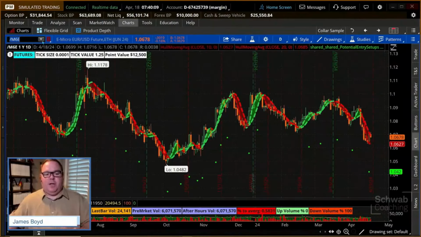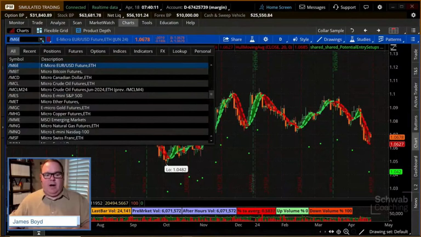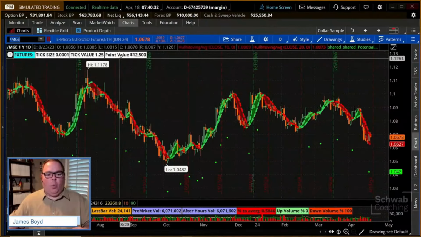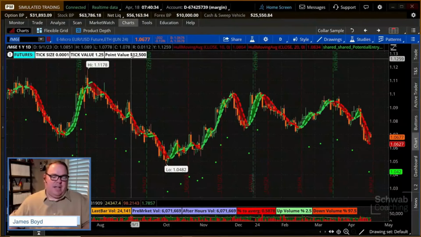Now, we know that information is there if you click on the down arrow and go to the tab that says futures, if you dig in for it. But what's now nice is you don't have to dig into that. This information will show you what the initial margin is on a one contract basis. We can also see the tick size, the tick value, and what one point is worth. So that's the value to that label.